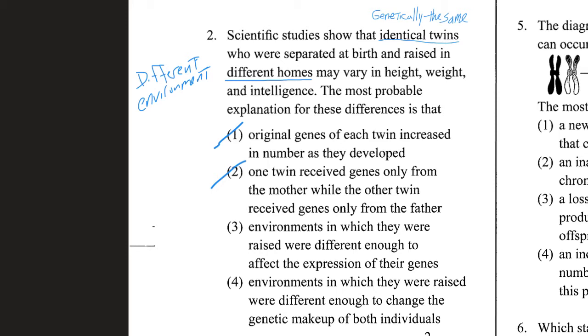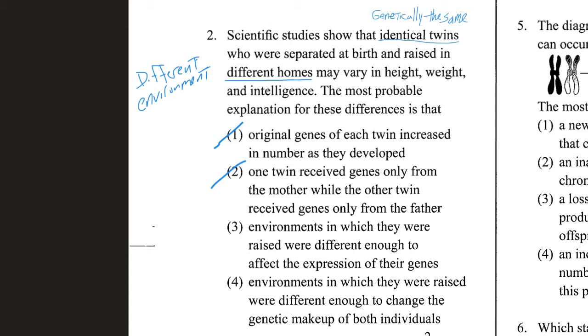Options 3 and 4 are worded very similarly, but one of them is correct and one is incorrect. Number 3, environments in which they were raised were different enough to affect the expression of their genes. Number 4, environments in which they were raised were different enough to change the genetic makeup of both individuals.